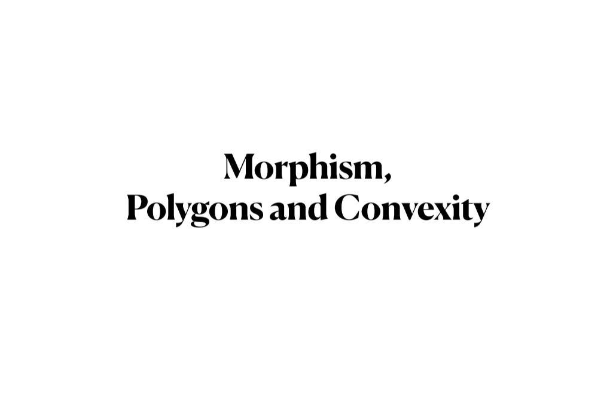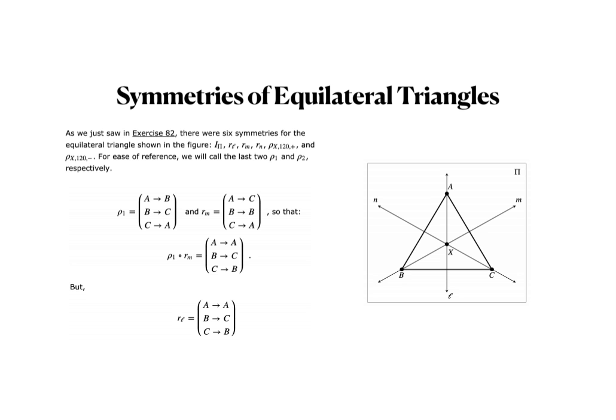Today we're going to talk about morphism, polygons, and convexity. Yesterday we discovered that there were 6 symmetries for equilateral triangles shown in the figure.